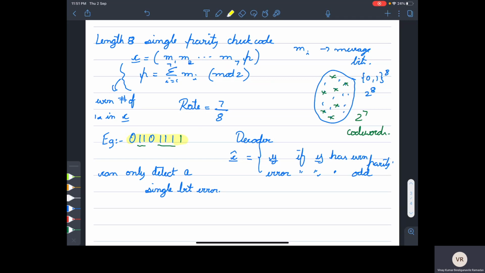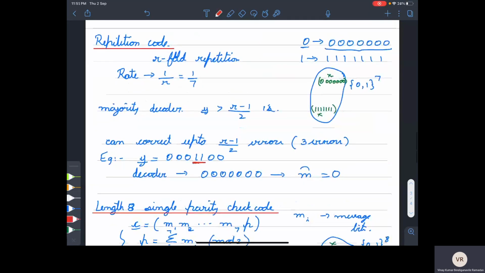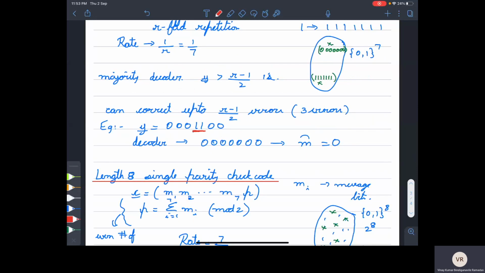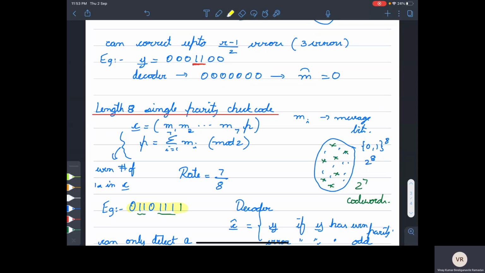So from these two examples, you can see that there is a trade-off. What is the trade-off? In the repetition code, you use just 2 code words out of totally 2 power 7 vectors present in the channel input space. Whereas here you used half of the vectors present in the channel input space. That is, you used 2 power 7 as code words out of 2 power 8.